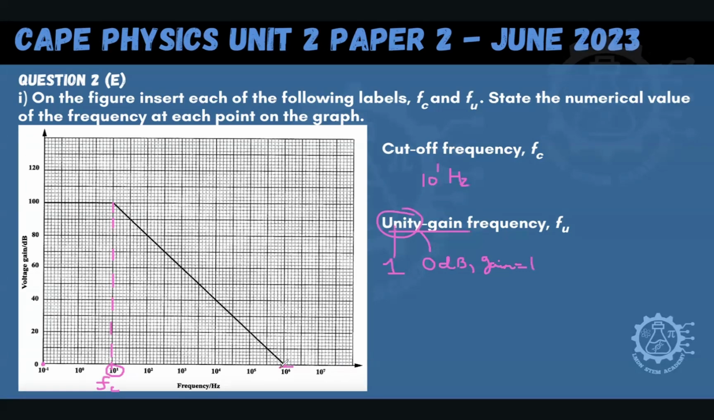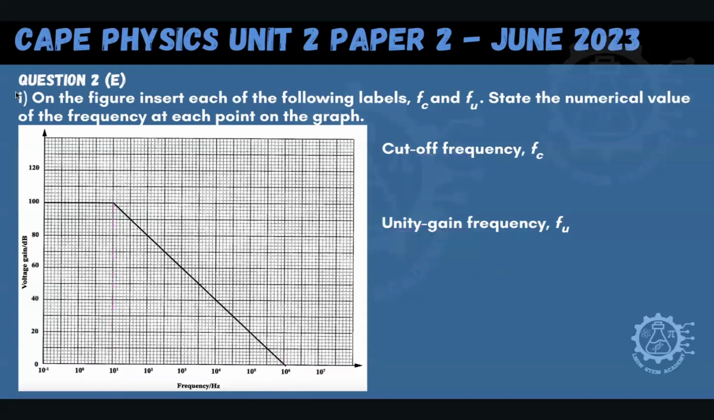So it's happening here at this frequency, 10 to the 6th hertz. So that's our unity gain frequency at 10 to the 6th hertz. So my answer here is 10 to the 6th hertz. Okay? That's the answer we'll be submitting here. So that's my unity gain frequency, and this is my cutoff frequency. All right, and so we're done with this part of the question.